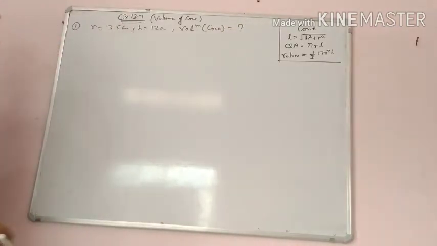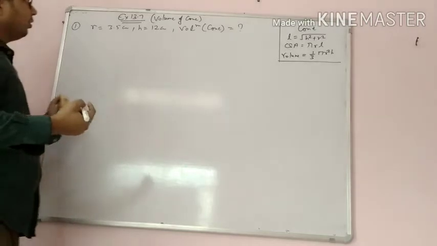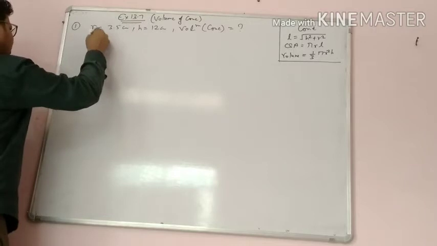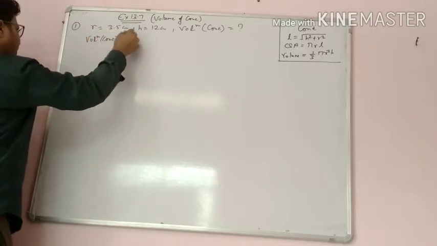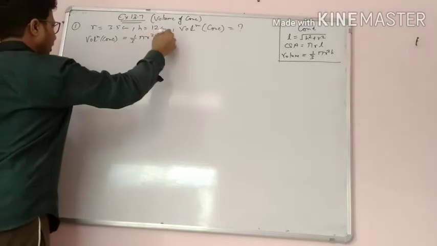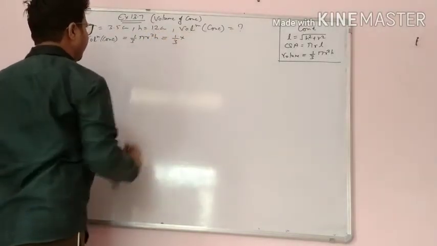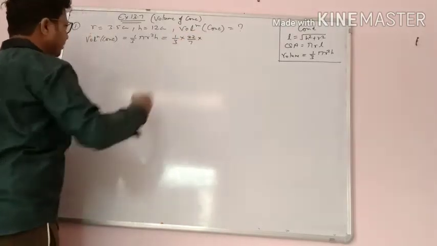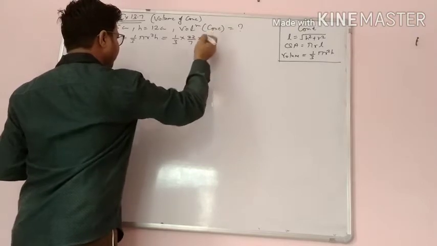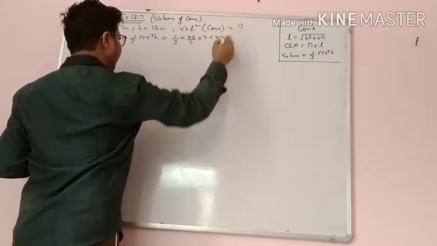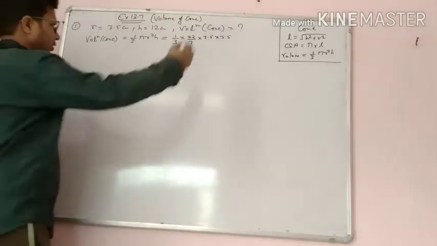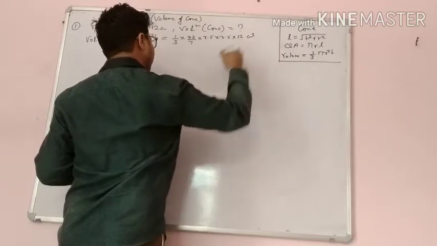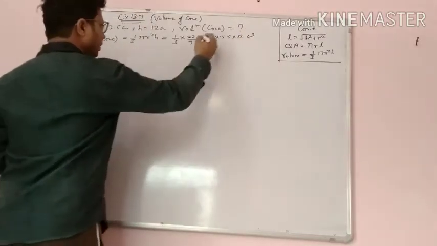How can we find out the volume of cone? Simple, when the height and radius are given, it is very easy. Volume of cone is equal to 1/3 pi r squared h. 1/3 multiplied by 22/7 multiplied by 3.5 multiplied by 3.5 multiplied by 12 centimeter cube. If I want to remove the decimal, I will divide by 10.